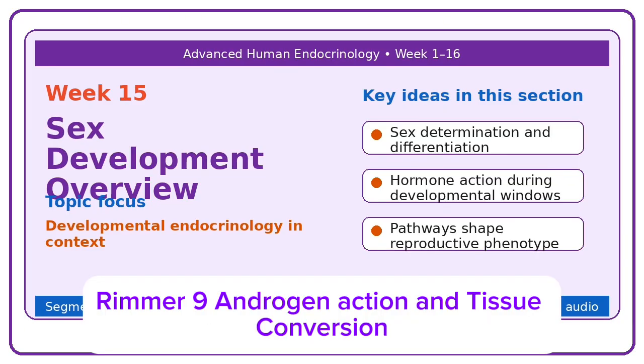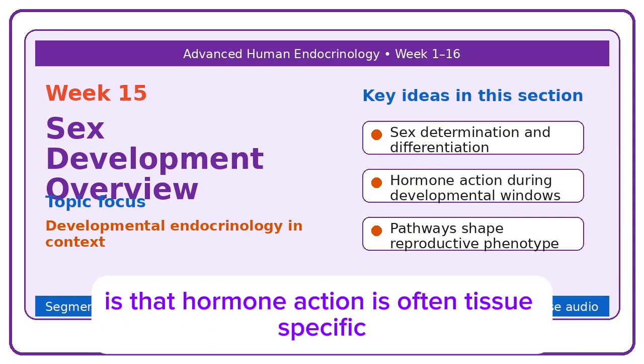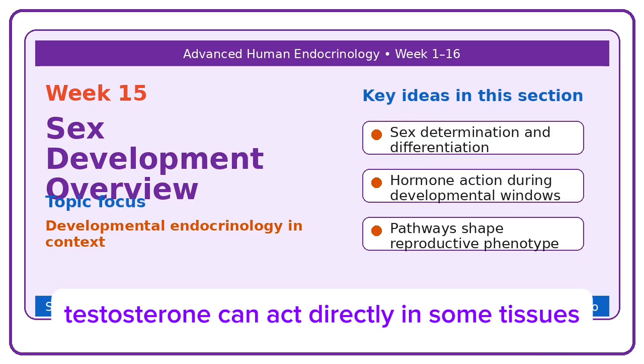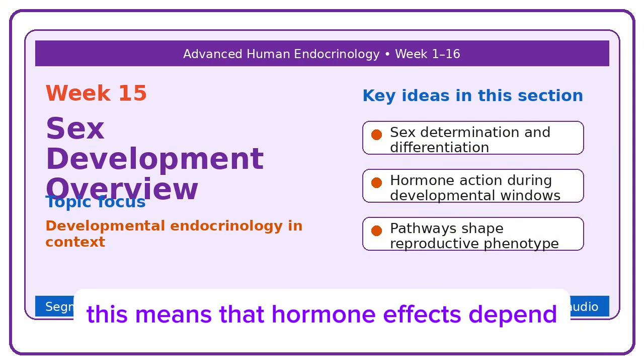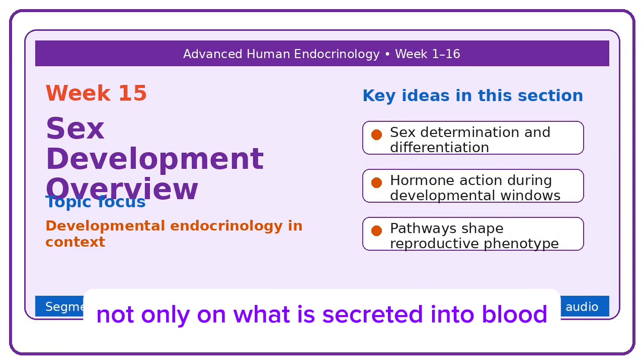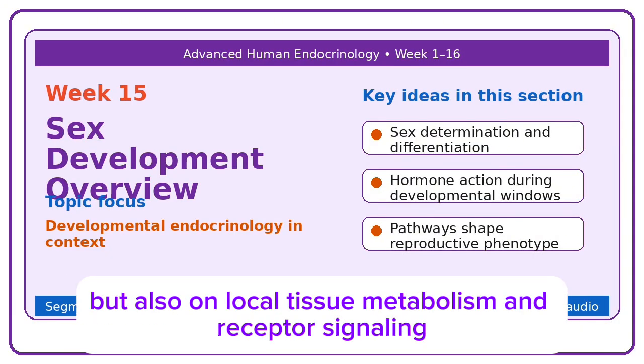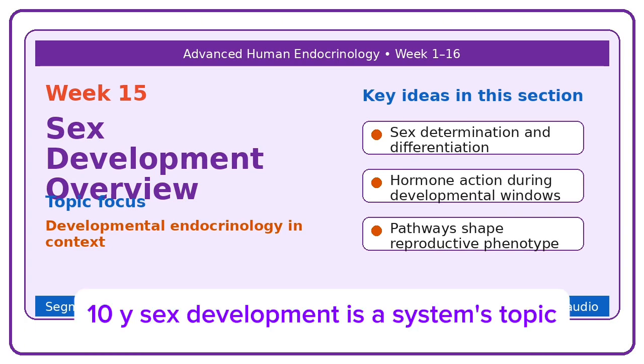Number 9. Androgen action and tissue conversion. One important endocrine principle is that hormone action is often tissue-specific. Testosterone can act directly in some tissues, but in others it may be converted into DHT or into estrogens. This means that hormone effects depend not only on what is secreted into blood, but also on local tissue metabolism and receptor signaling.